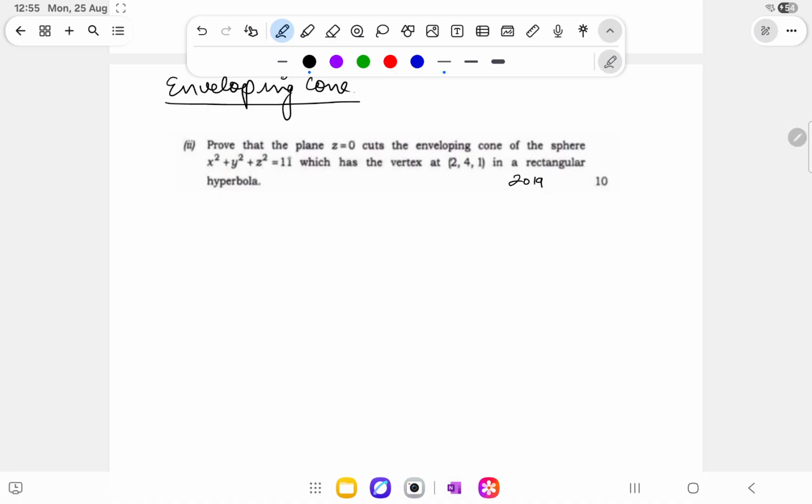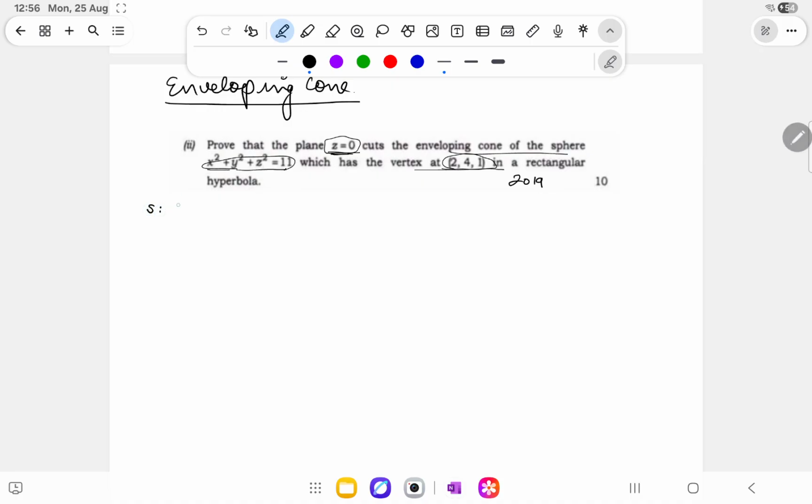Question 1 says that the plane z equals 0 cuts the enveloping cone of the sphere x square plus y square plus z square equals 11, which has vertex as this, in a rectangular hyperbola. So we are supposed to show that the enveloping cone of this sphere, which has this as vertex, when sectioned by this plane z equals 0, is cut in a rectangular hyperbola. To do that, first we are supposed to find the equation of the enveloping cone.